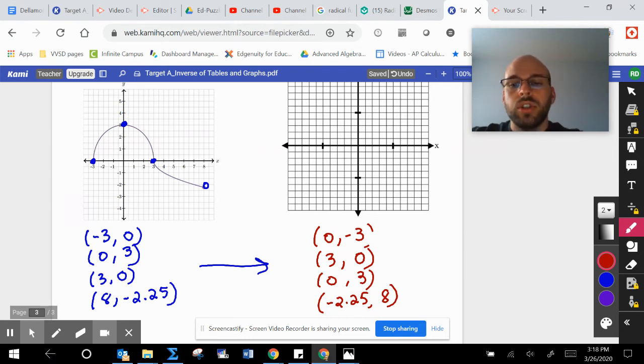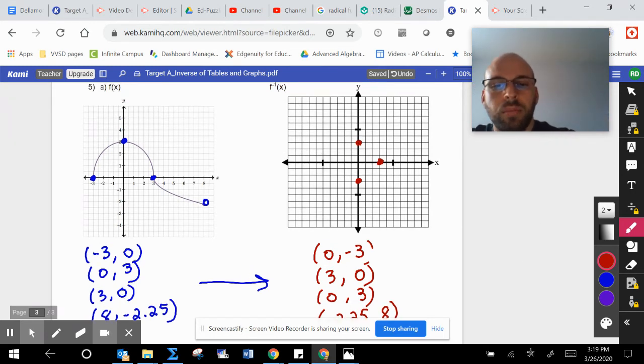All right, so now we're just going to plot those points and we'll get the graph of the inverse. So at (0, -3), that's going to be on the y-axis right here. At (3, 0), it will be on the x-axis. (0, 3), back onto the y-axis. And then (-2.25, 8): going over to -2.25 and then going up 8. We're going to approximate that to be right about here.